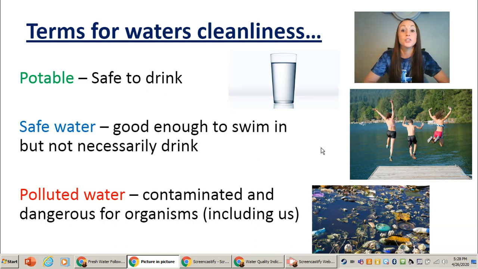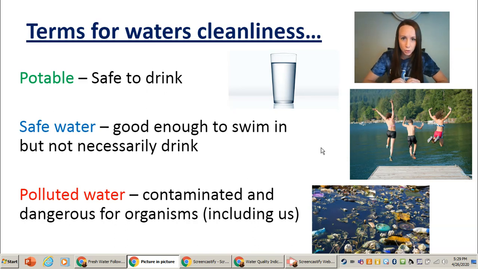Then we have what's called safe water. You would think that's safe for you to drink, but not necessarily. Safe water is considered just good enough for you to swim in, but not necessarily drink. If you look at this picture of this lake and these kids having an awesome time, that water's safe for them to swim in and be in. They're not going to get hurt, but we wouldn't want to take a huge glass of that lake water, put a straw in it, and drink it. It's not potable, but it's safe.